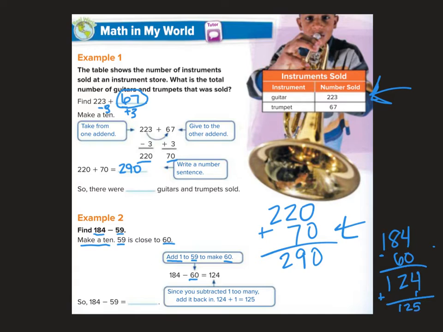125. Okay, so this seems so confusing, you guys, right? Because I added and then I added again, so I should be off by 2. But really, if we think of it as, I subtracted 1 too many, then if I took away too many, I need to add it back in, right? So it's 125. All right, let's practice some more.